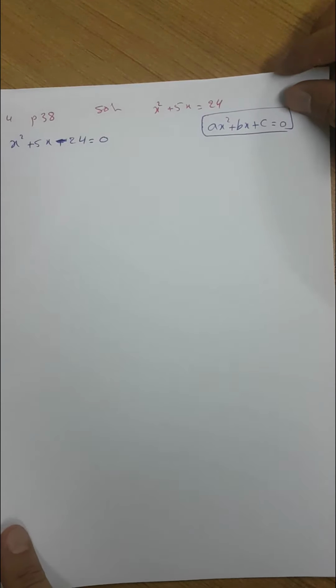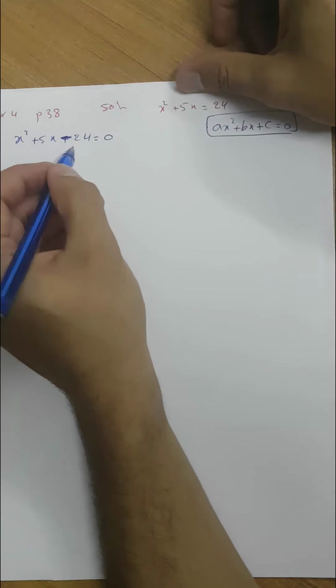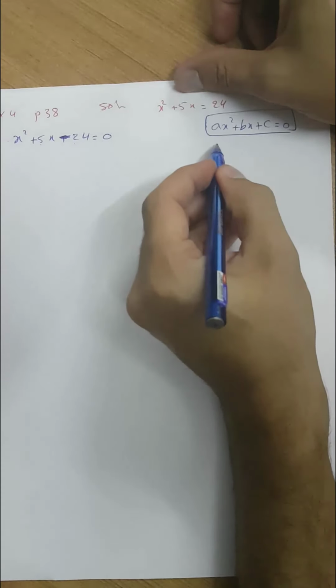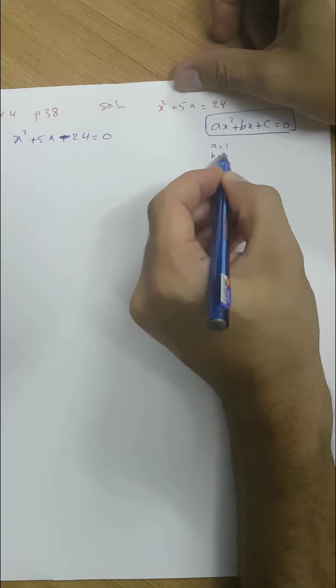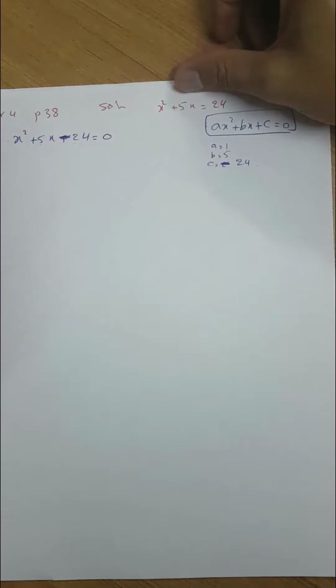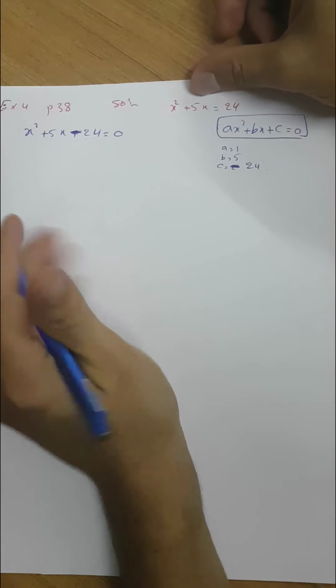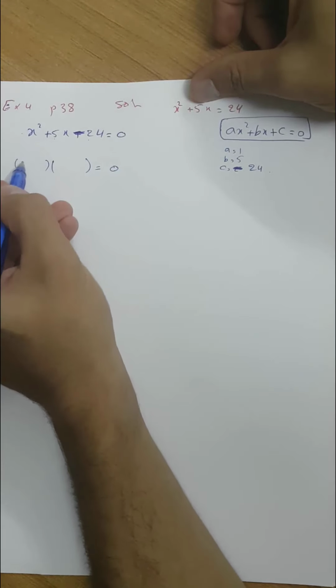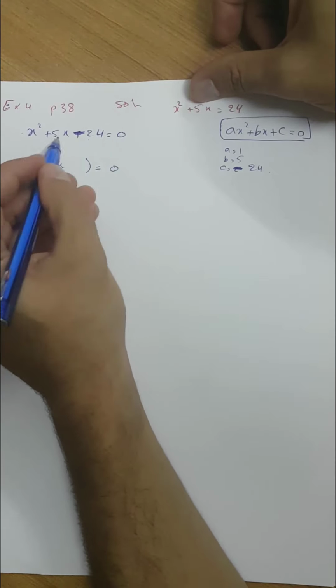So in example 4, a is 1, b is 5, c is minus 24. For example, a is equal to 1, b is equal to 5, c is equal to minus 24. That's the quadratic form. So how do we solve this one? We will solve it as a bracket, as a parenthesis. As I told you, we will factor this one, and we have 24.